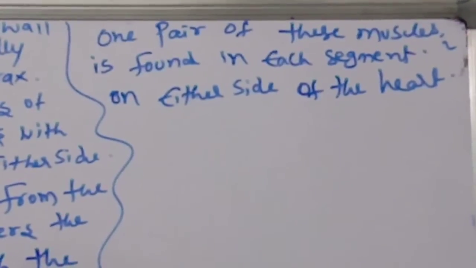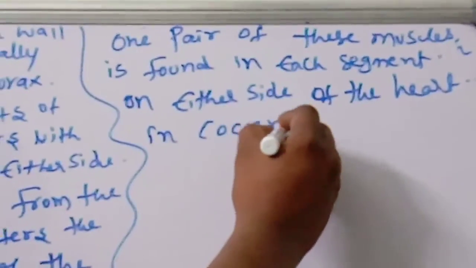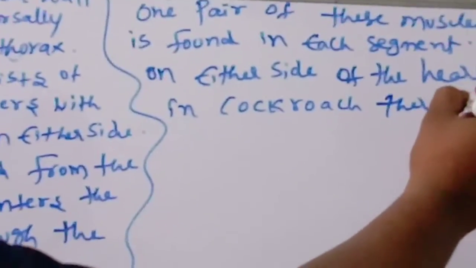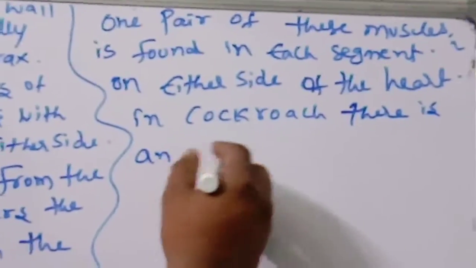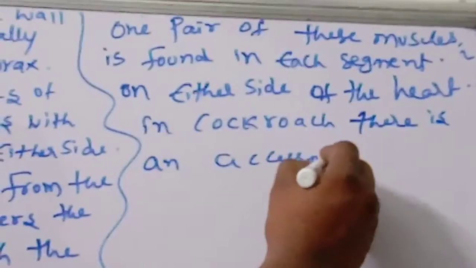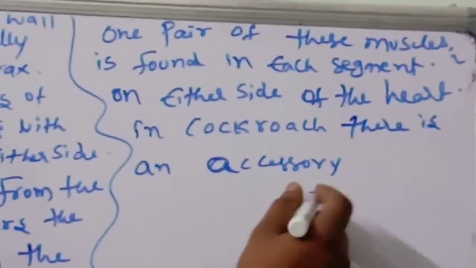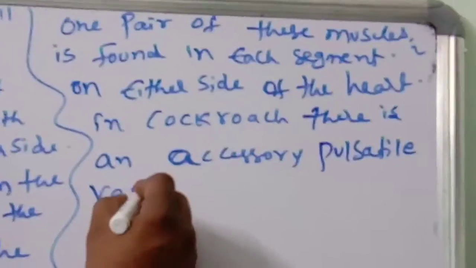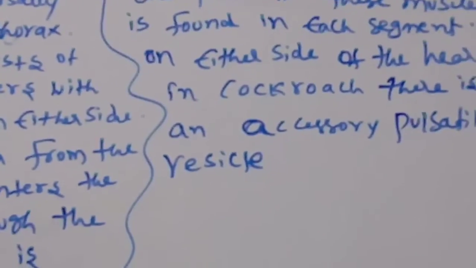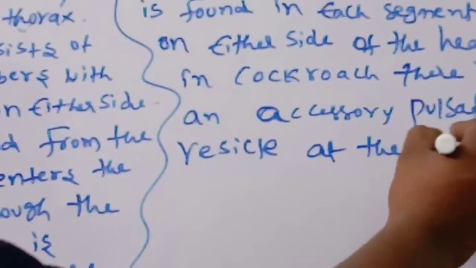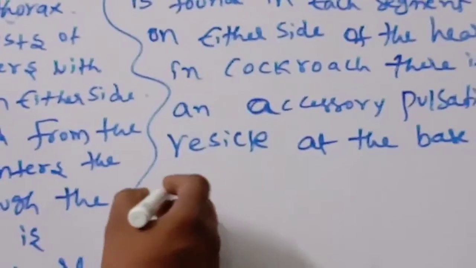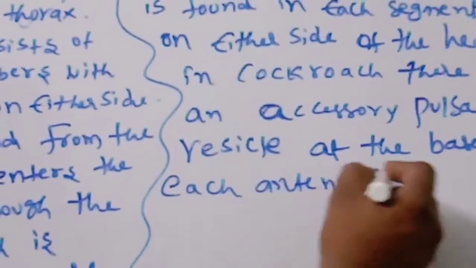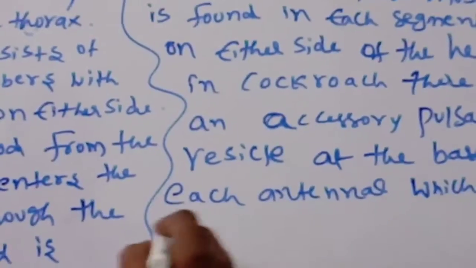Next, in the cockroach, there is an accessory pulsatile vesicle at the base of each antenna, which also pumps blood.